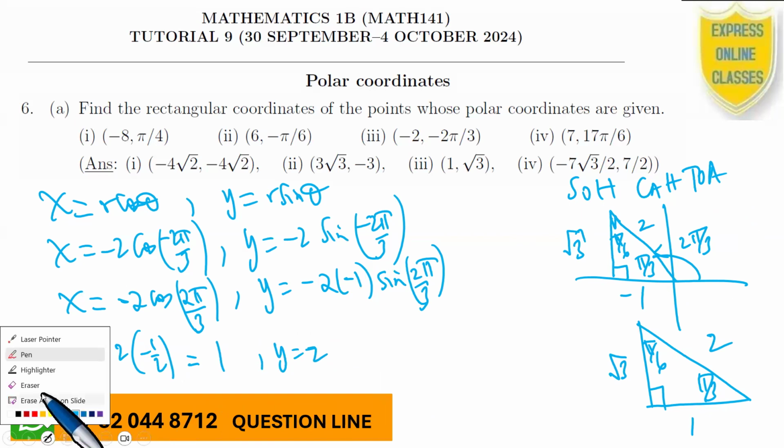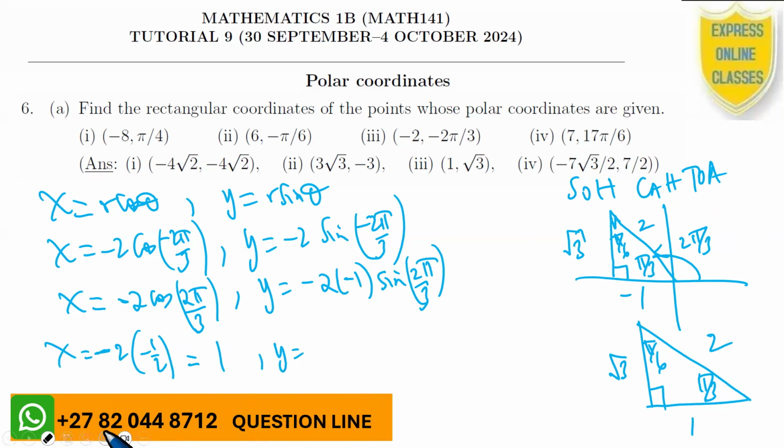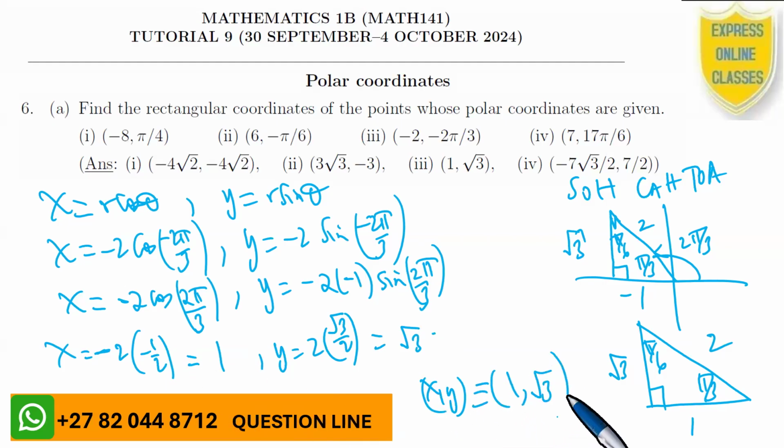Obviously, if you multiply minus 2 and minus 1/2, you get a 1. The sine of this becomes opposite over hypotenuse, which is the square root of 3 over 2. The 2 cancels, giving us the square root of 3. So x is 1, and y becomes the square root of 3, which is exactly what is there. That is what we've found.